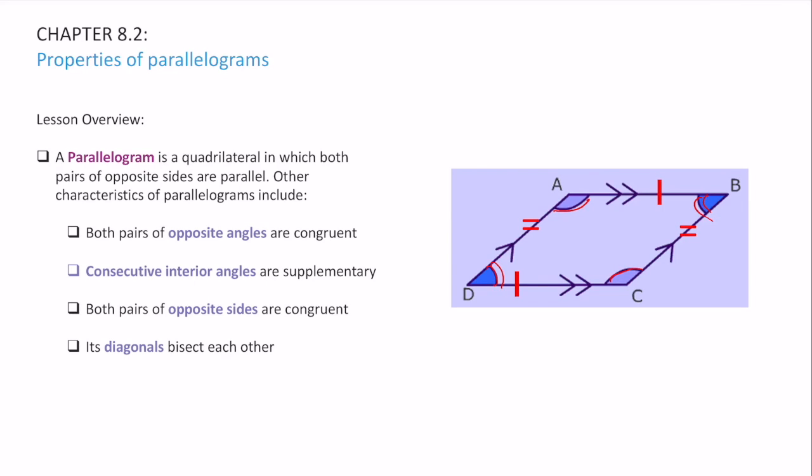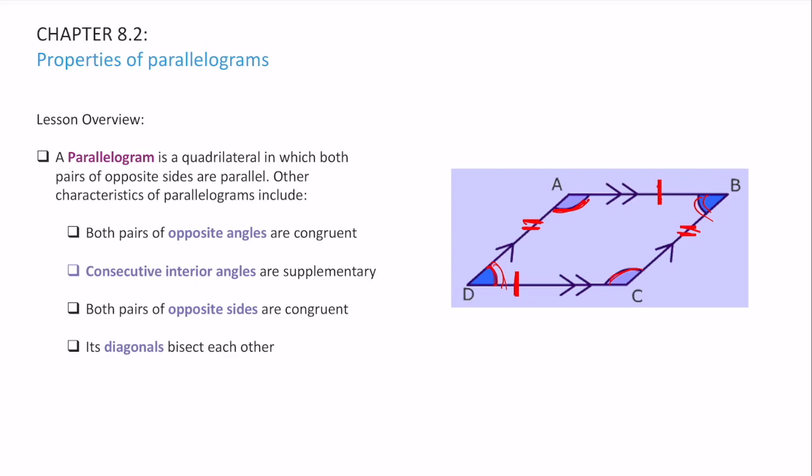Consecutive interior angles are supplementary. So if I add up A and D, I'll get 180 degrees, or D and C, I'll get 180 degrees. Any two consecutive interior angles will add up to 180. Both pairs of opposite sides are congruent. So AD is congruent to BC, and AB is congruent to DC.